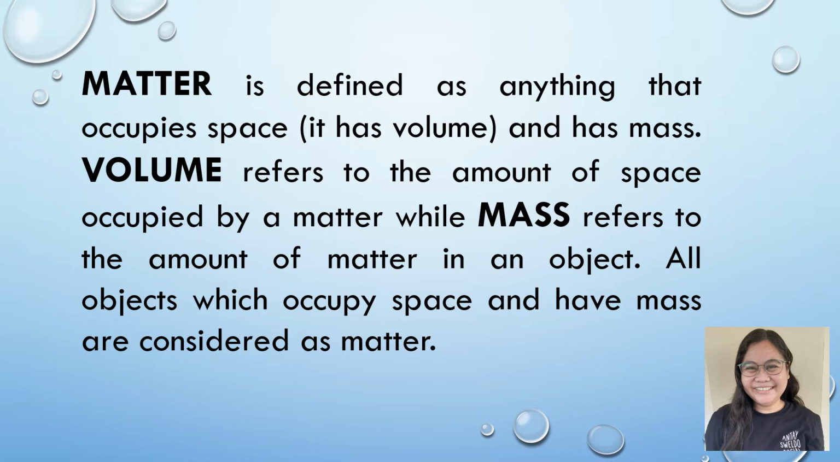Matter has volume. Volume refers to the amount of space occupied by matter, while mass refers to the amount of matter in an object. All objects which occupy space and have mass are considered as matter. Again, it only takes two conditions for a thing to be considered as matter. It must occupy a space and it has either a mass or a volume.